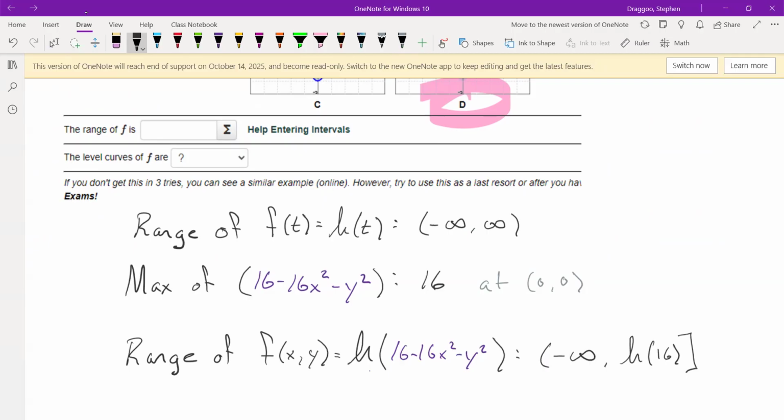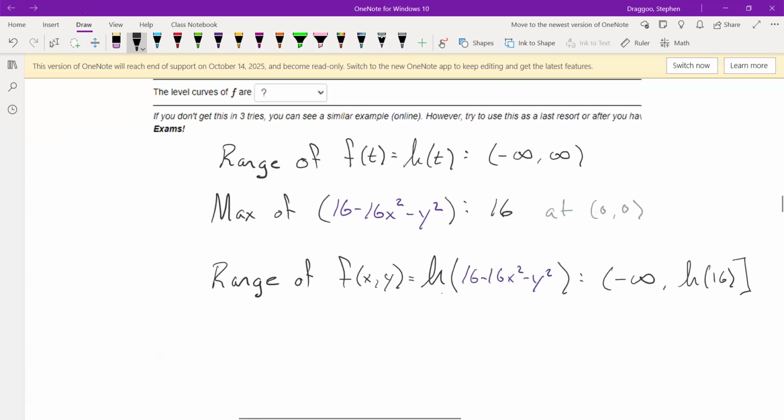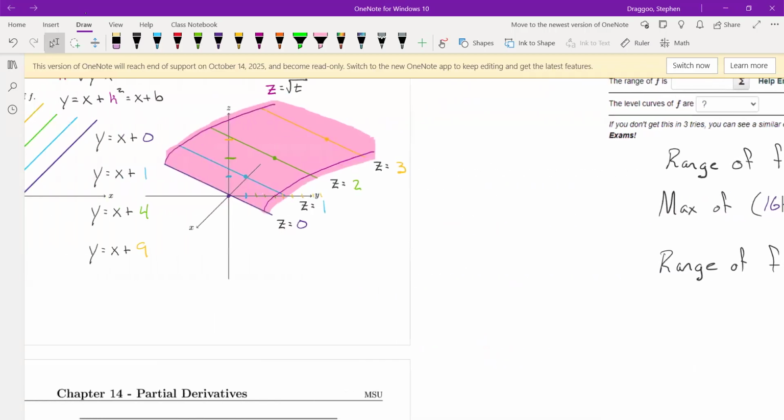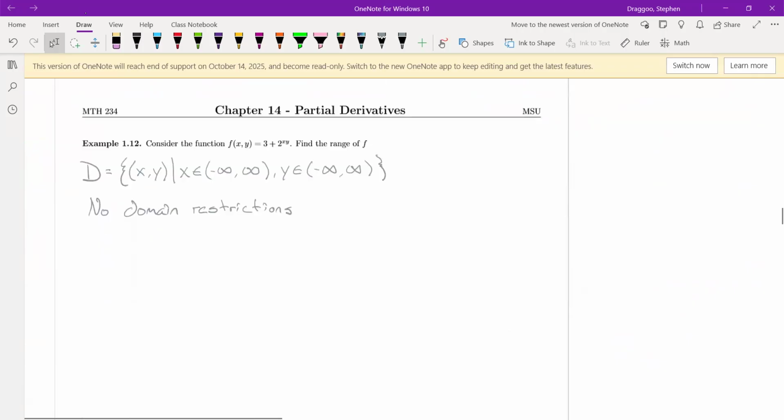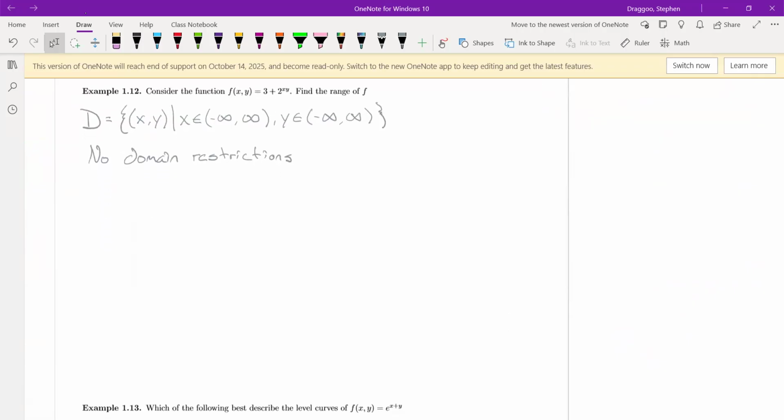So when it comes to adding restrictions in from our domain, you just have to think about how our restricted domain might impact the function it's being plugged into. Usually that means looking for some maximum value or some minimum value for the input function. Cool. Then let's go look at another one.